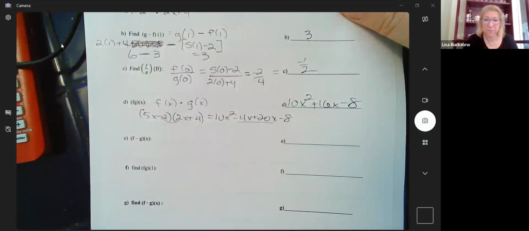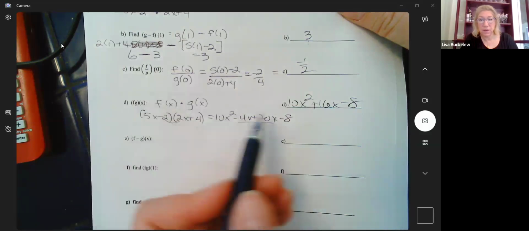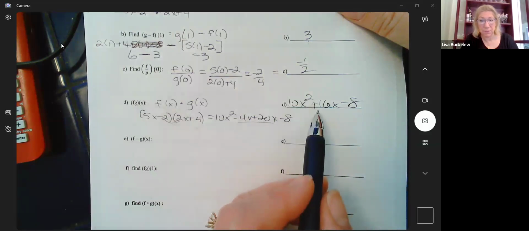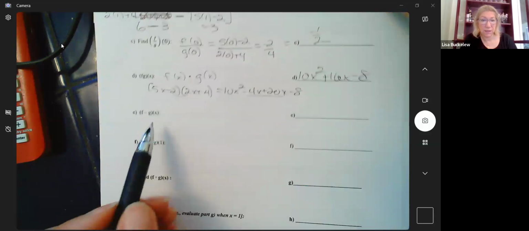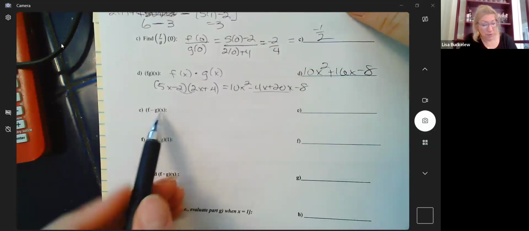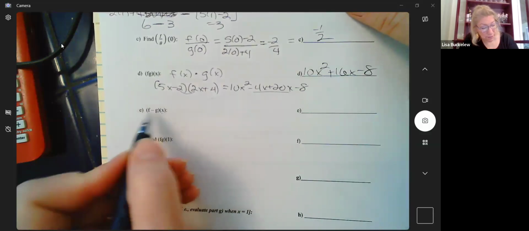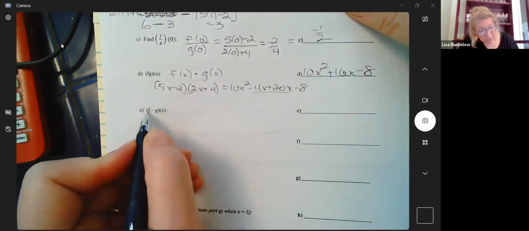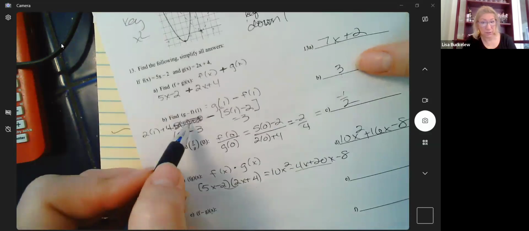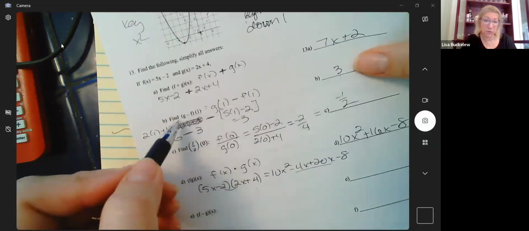Okay. X is the input, an expression with x is the output. Same thing on part E. I have a general expression. This just says subtract the two functions starting with f of x. So earlier we had done subtraction with a specific number. Of course, we're also starting with g.